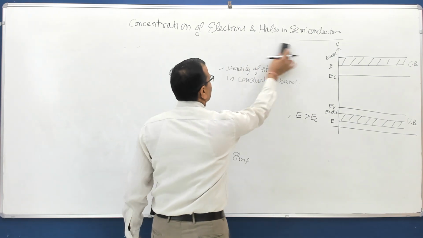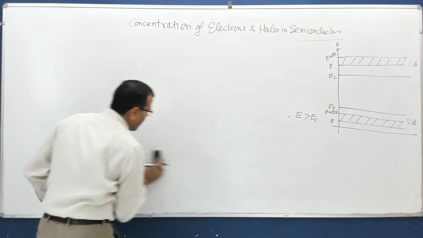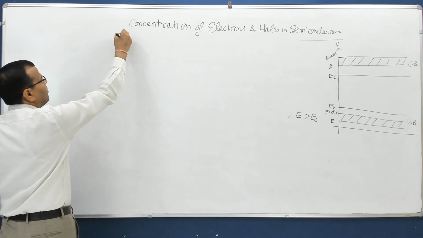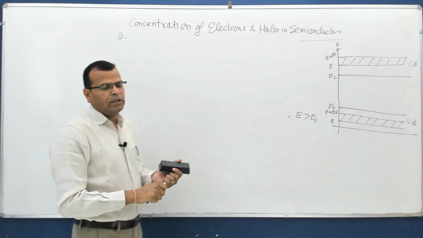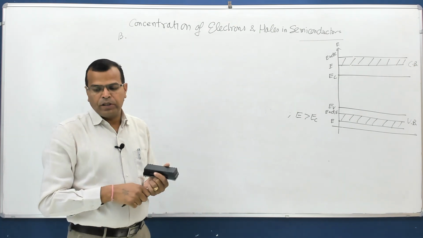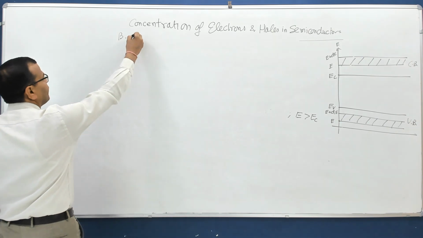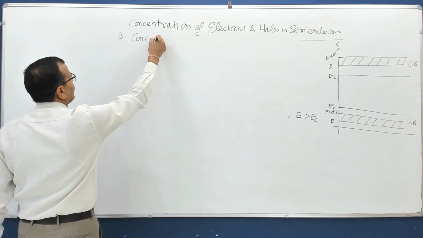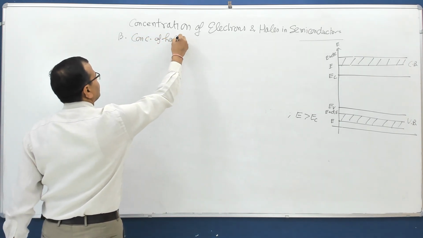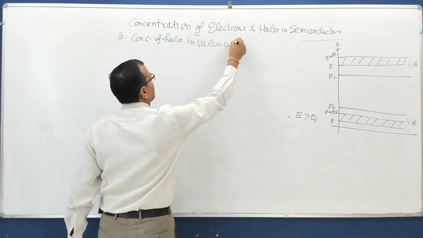Now we will see part 2, that is part B, which is nothing but the concentration of holes in the valence band. That is the next topic we will discuss.